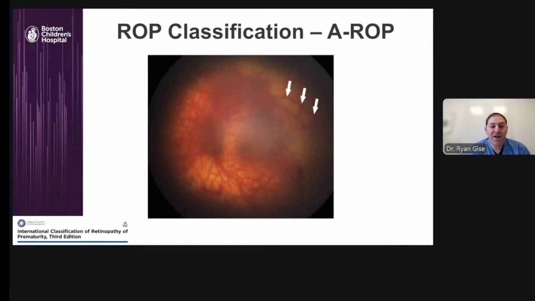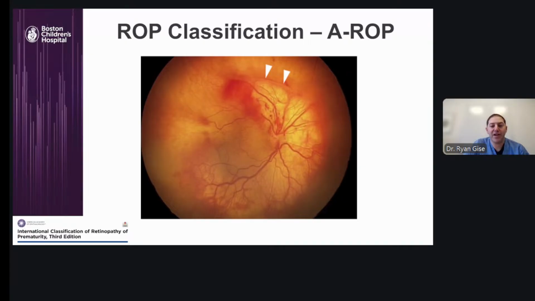Here with the white arrows, you can see that junction between the vascular and avascular retina. One of the hallmarks of aggressive posterior, in the United States, but aggressive retinopathy of prematurity, is that it tends to skip stages, meaning that we don't see the development of the stage 3. It doesn't go from 1 to 2 to 3 like older children do.